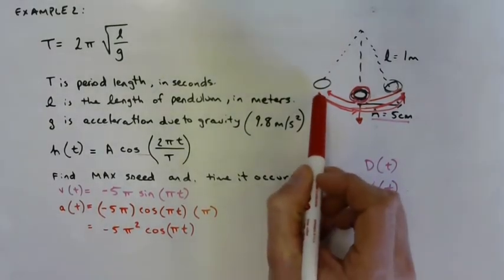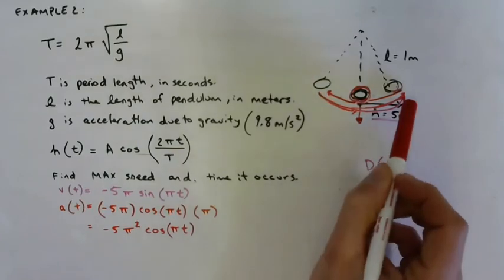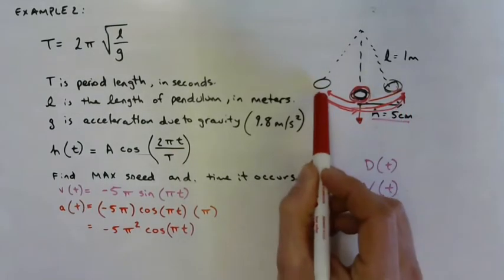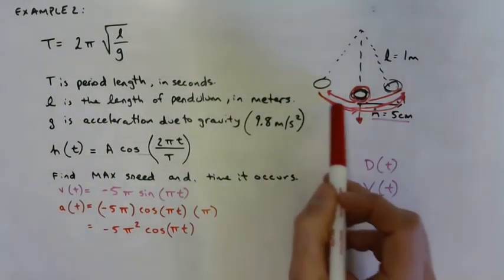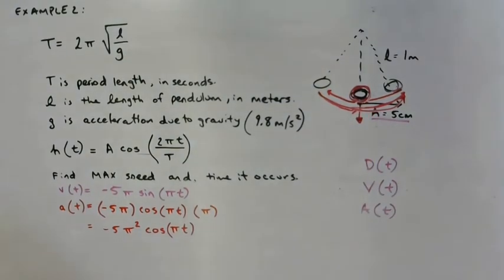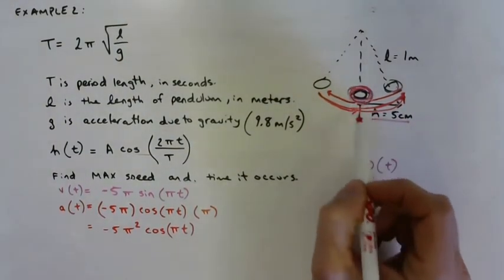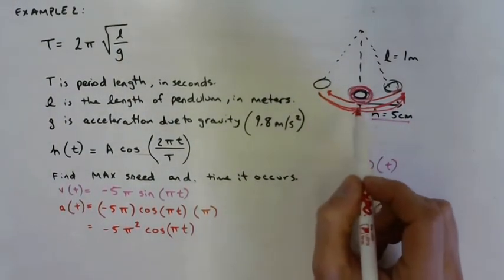This velocity is positive, moving one direction, and negative, moving the other direction. But because we're looking for speed, find the max speed, not velocity, we don't care which direction it's heading. So every time it hits this point, we know we're going to be at a maximum speed.